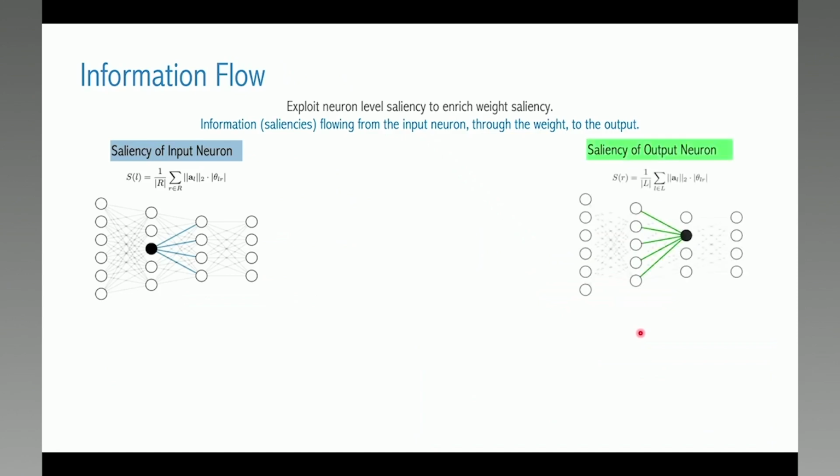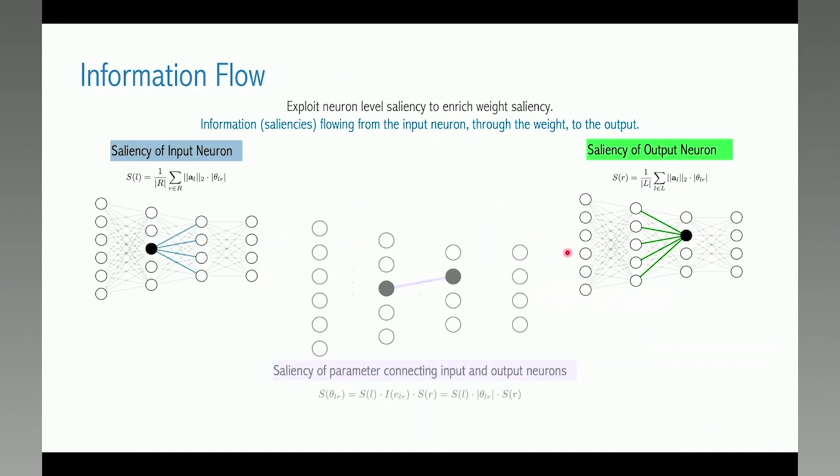We perform something similar also for the output neurons, so we take into account the information that flows to this node here, coming from all the previous nodes, and similarly we compute the saliency of the output neuron. Finally, what we are interested in is the saliency of the parameter that is connecting some input and output neurons, and this saliency can be defined by taking into account the saliencies that are computed for the input neurons and the output neurons and the weights.